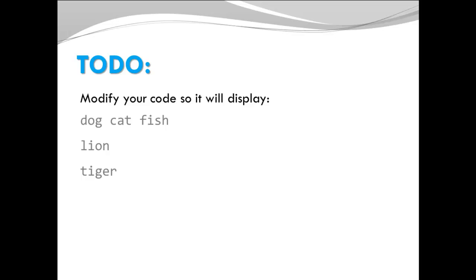Here is a second challenge. Modify the code you just wrote so it will display dog, cat, fish, followed by lion and tiger in separate rows. Once again, pause the video. When you're ready, press continue.